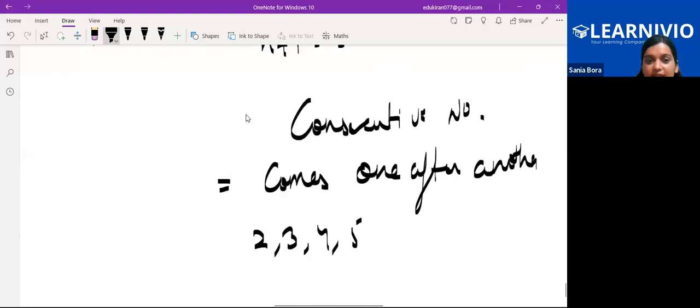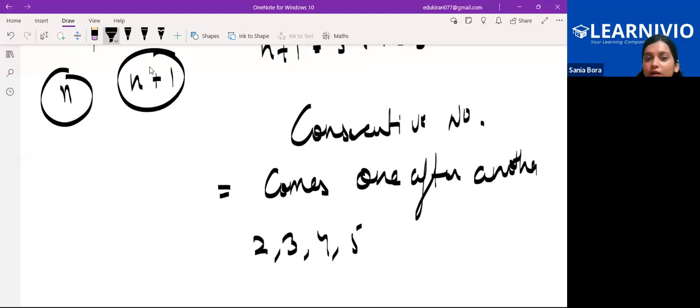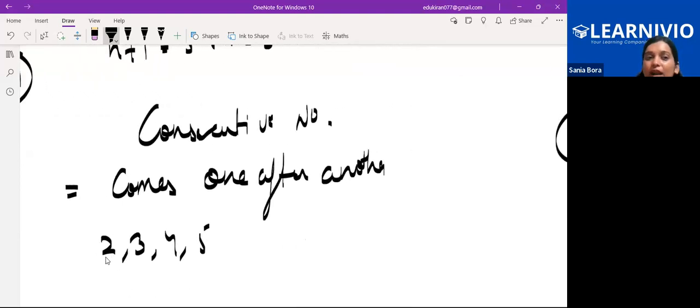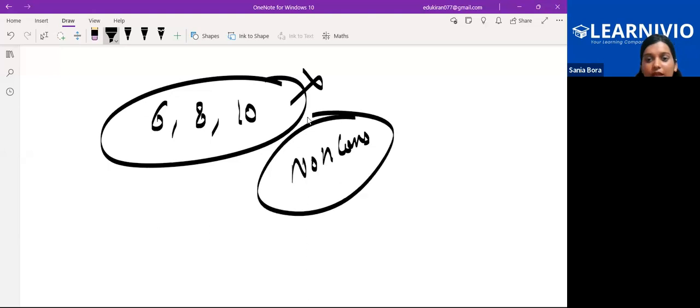So here consecutive number means if any number is n, if you add 1 to it, that should be the other number. So here 2 was n. If you add 1 to 2, you will get 3. If you add 1 to 3, you will get 4. 4 plus 1, you will get 5. But in this scenario, if you add 6 plus 1, are you getting 8 or not? No, ma'am. So they are non-consecutive. Clear, everybody?